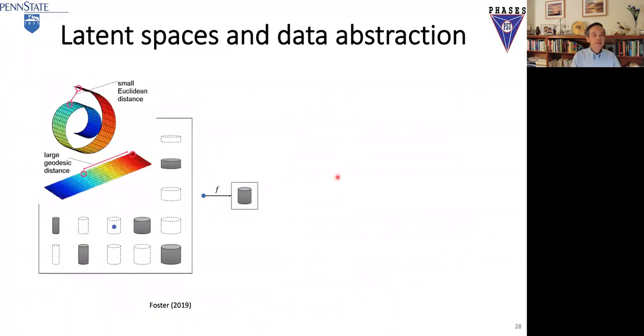I'm going to give a very simple version, my understanding of this process, which is really called latent spaces and data abstraction. We know that materials properties are determined by so many variables, so many variables that it's impossible to look at all of them. But we can do an abstraction of these. Give you an example: look at this curved space here.